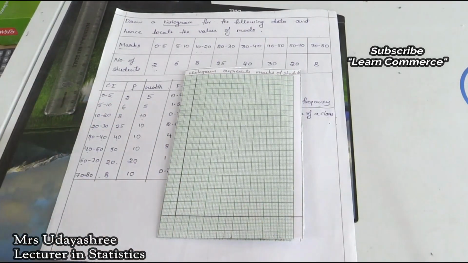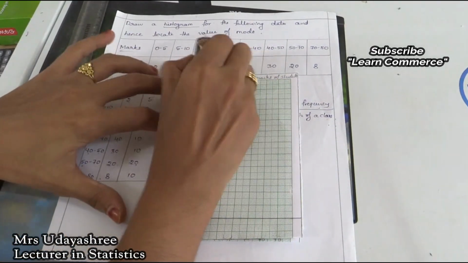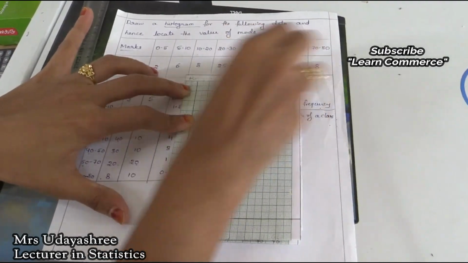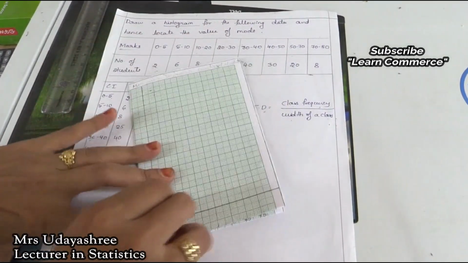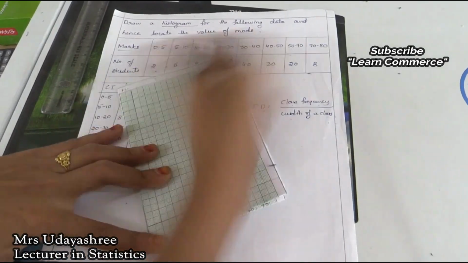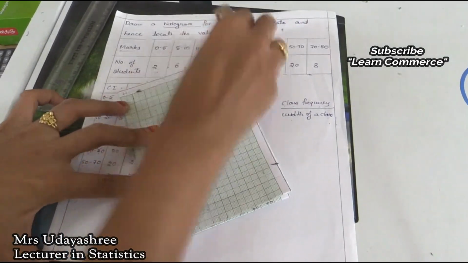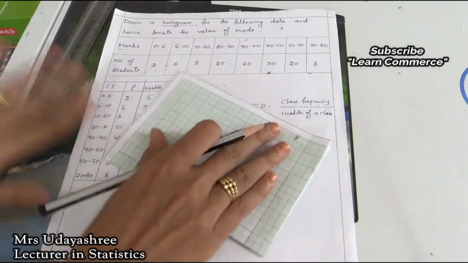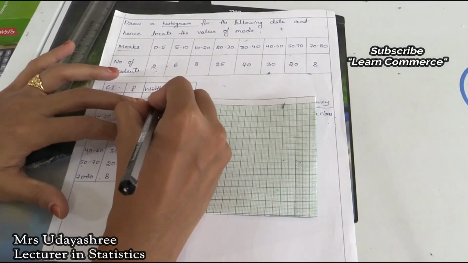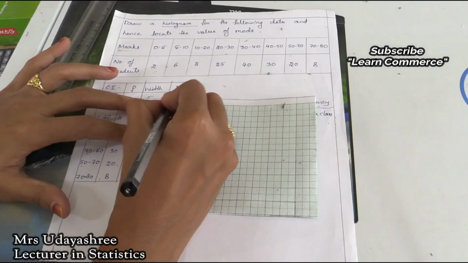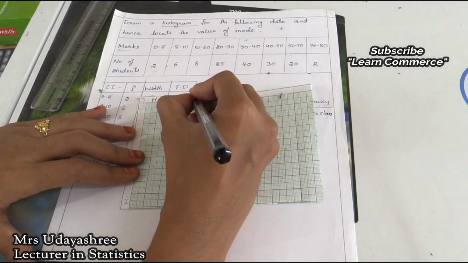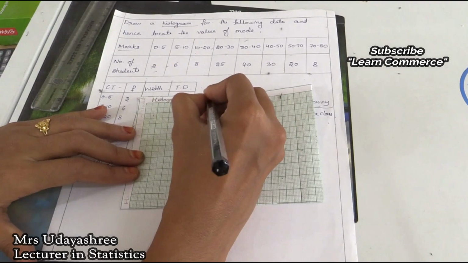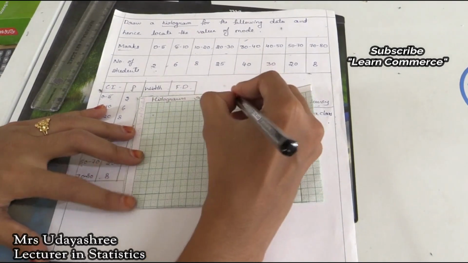Or else I will take like this. So here I will write the title. The suitable title is histogram of marks of students, or histogram represents marks of students.